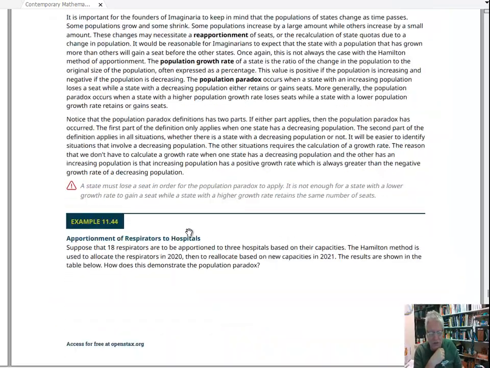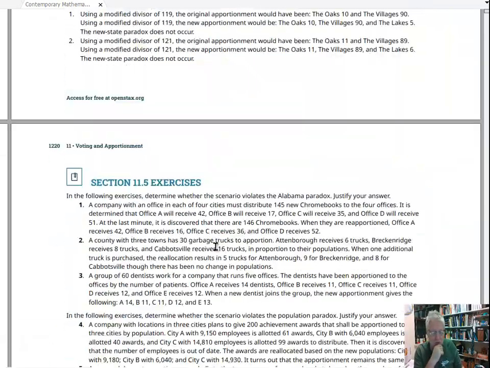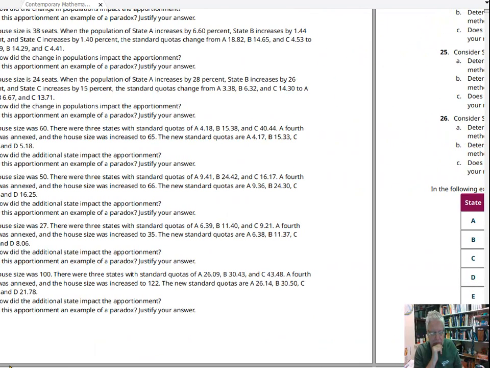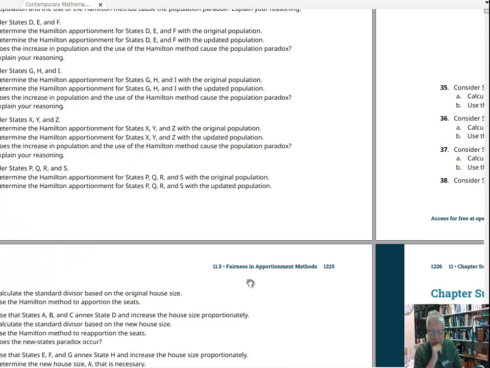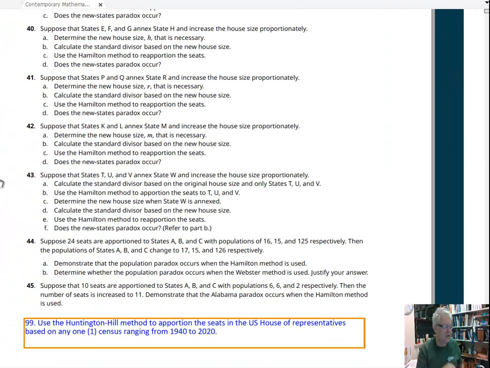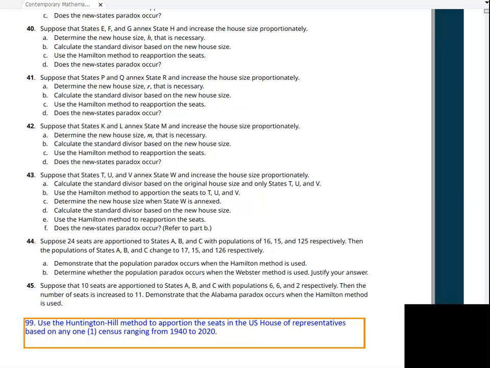All right, let's see. The next page I want to go to is actually the problem. Where did it go? Getting there, I guess. And so that's actually the problem. Use the Huntington Hill method to apportion the seats in the U.S. House of Representatives based on any one census ranging from 1940 to 2020, and I will supply the data for that.